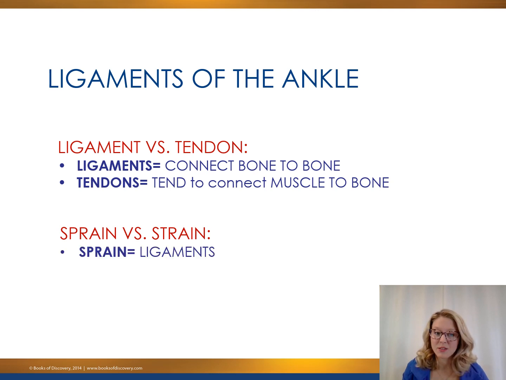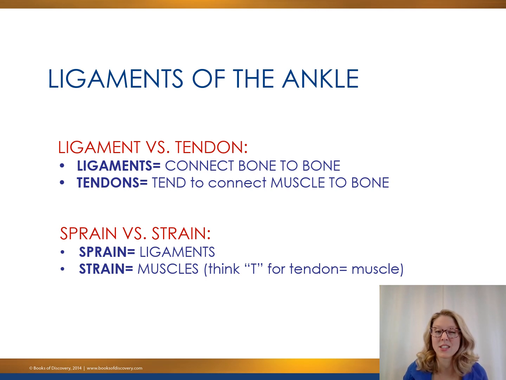Sprain versus strain. So there is a difference. A sprain with a P is when we're referring to ligaments. So we've stretched, torn, or maybe ruptured any ligaments in the body, it's referred to as a sprain. A strain, think it has a T for tendon, so this has to do with a muscle injury, okay? So if we strain a muscle, we've either torn it or maybe stretched it, that's referred to as a strain, okay? So just know the difference between a ligament, tendon, and a sprain versus strain.